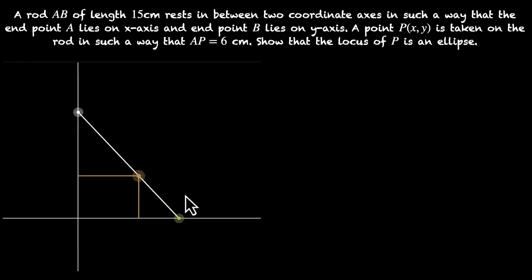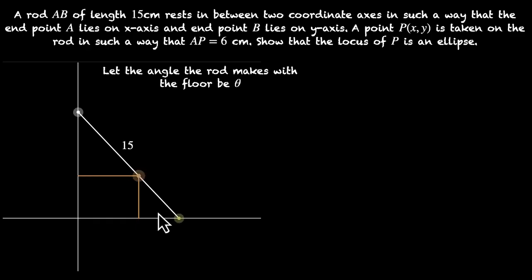All right, so how do we prove this? If you want to try this on your own, pause the video, give this a shot. Okay, let's do this together. In questions like these, it's best to assume a variable that's always changing and then eliminate that variable. So this rod is 15 units. Let's say that the angle that the rod makes with the floor is theta. When theta changes, this rod slides and this point moves. So let's try to find the coordinates of this point in terms of theta. And then we'll worry about eliminating theta later.